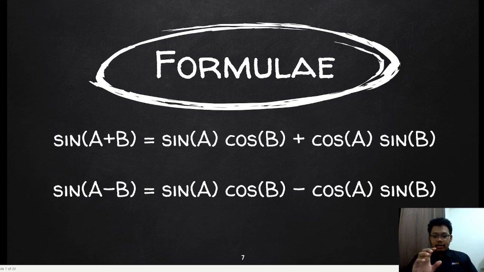So the sine follows the formula in the expanded form. Sine(A + B) is sine A cos B plus cos A sine B, whereas sine(A - B) equals sine A cos B minus cos A sine B. Sine A and cos B are multiplied, same as cos A sine B, right?